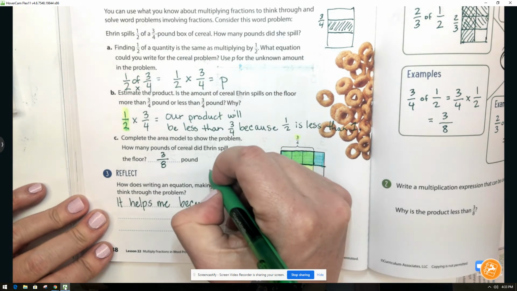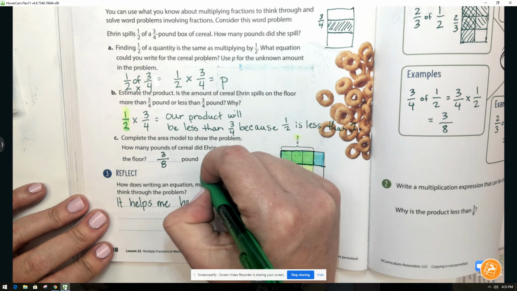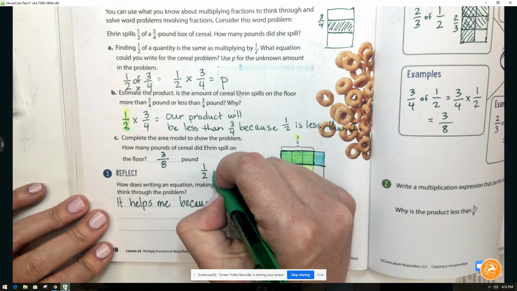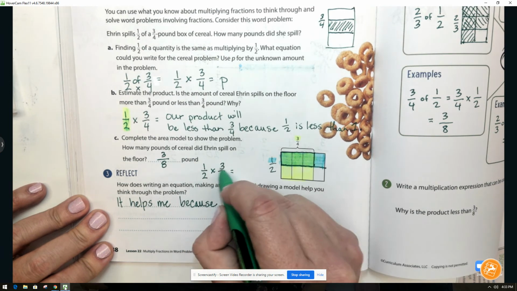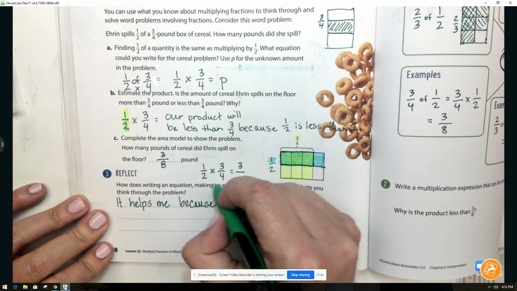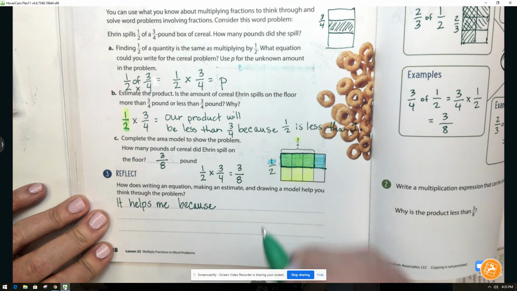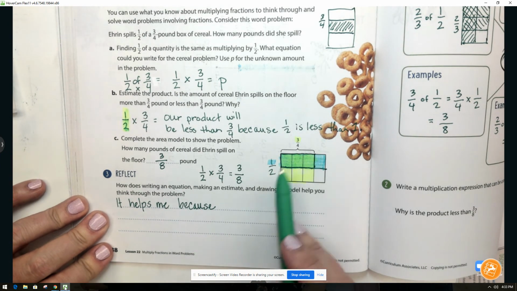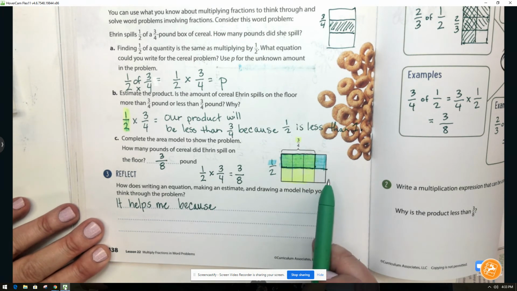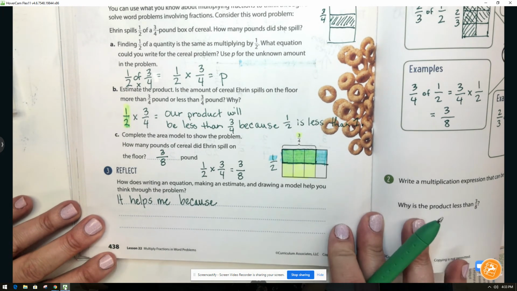Another way we could solve that would be if we just multiplied the equations. What is 1/2 of 3/4? 1 times 3 is 3. 2 times 4 is 8. And so that's just a quick way to check and make sure that our area model is drawn correctly.